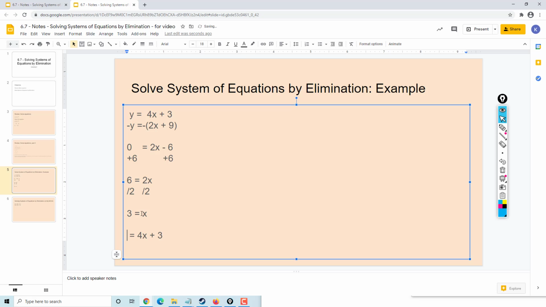Let's go to the first one. We can substitute again. 3 is x, so I replace this with 3. And I get 15. And that comes from the first equation. So that means the solution is x equals 3, y equals 15. That would help us solve our bare men problem by elimination.